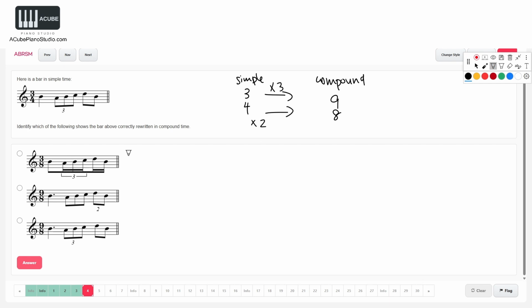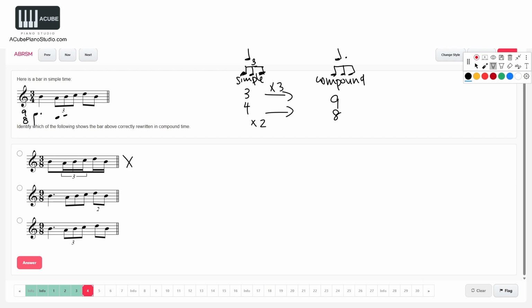So the first one is out already. Next, for simple time, your crochets will become dotted crochets. For compound time, if you have a triplet in simple time, your triplet sign should be removed when you go to compound time. So in other words, crochet becomes dotted crochet.